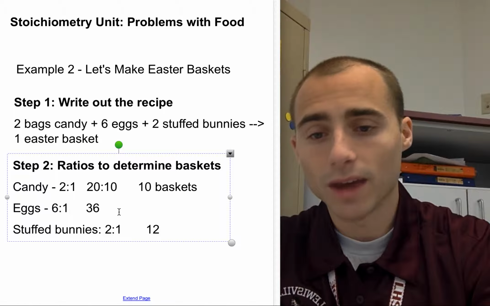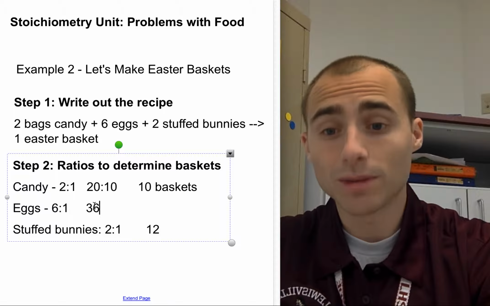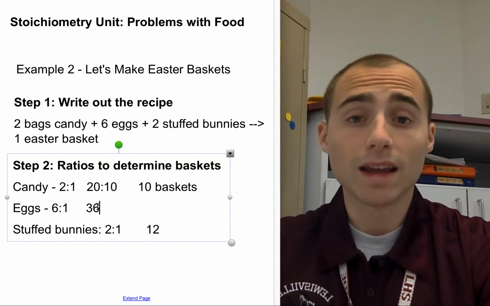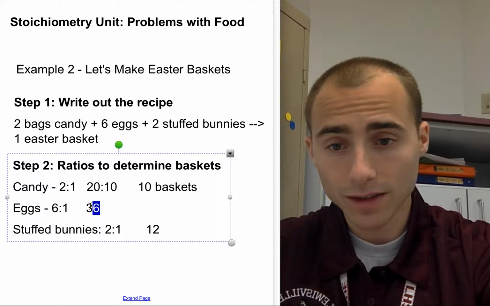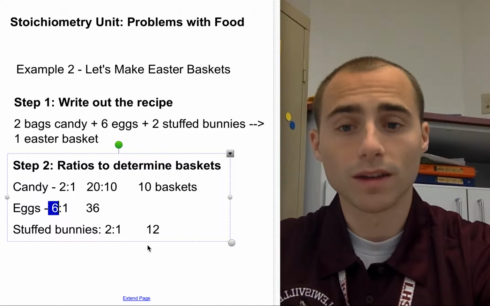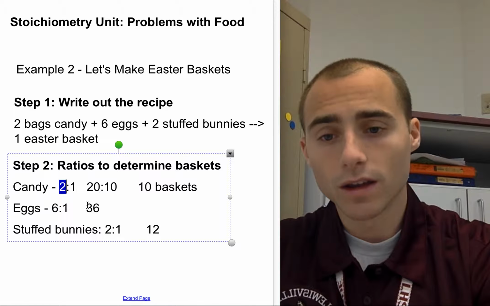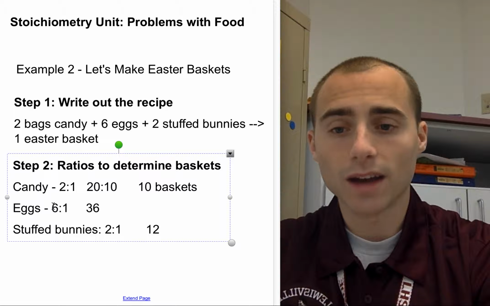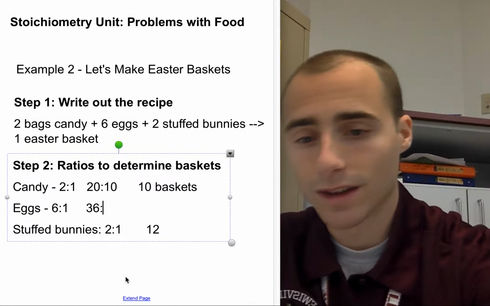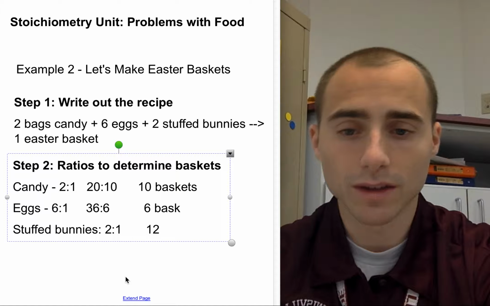Okay, eggs, we have 36. We have a 6 to 1 ratio, meaning this right here has to be 6 times as big as whatever number goes with it in the ratio. Easiest way to do it, you take this number that you're given in your new ratio and divide it by that number right there. So 36, just like we did up here, we did 20 divided by 2. Here you're going to do 36 divided by 6. What's that going to give you? 6. So with this number of eggs, we could make 6 baskets.